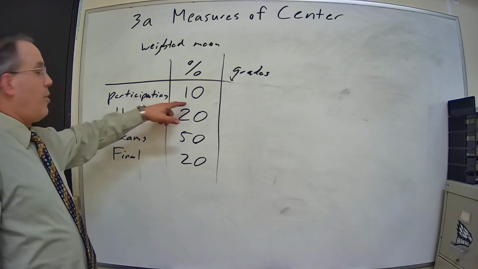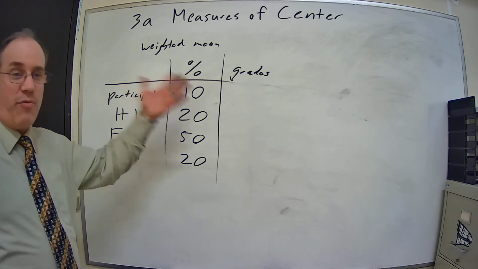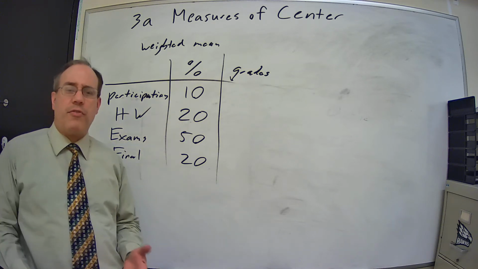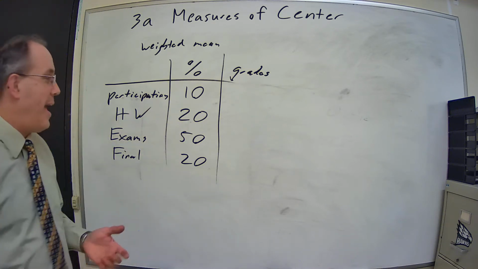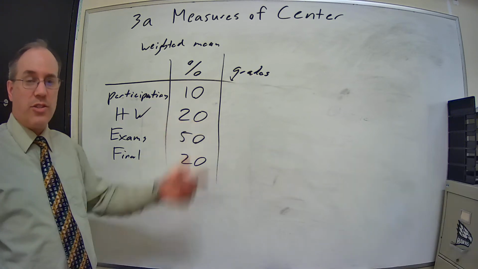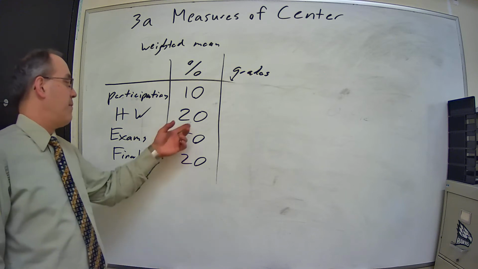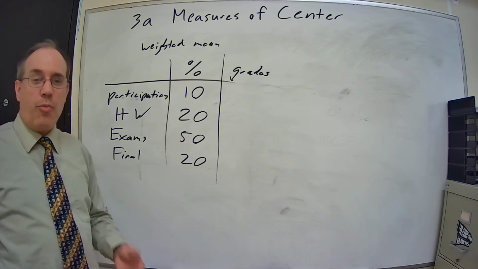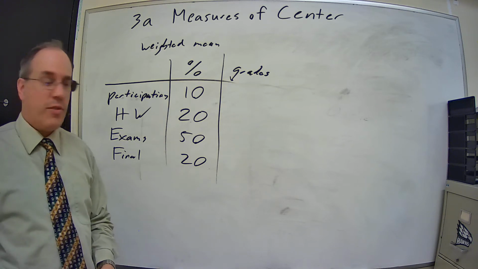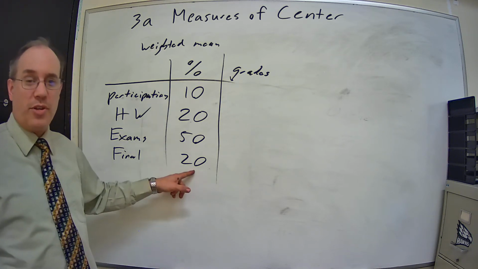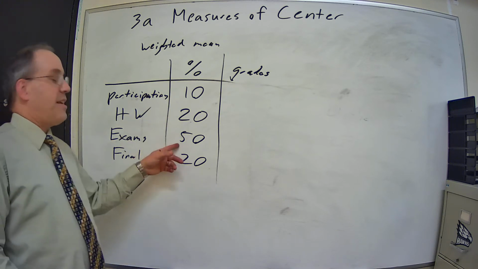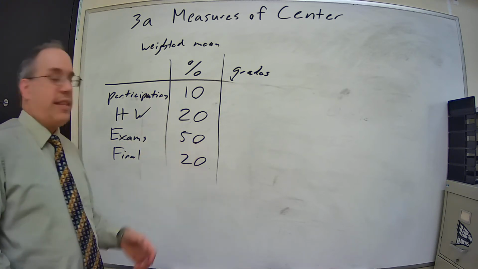For instance, participation, that's pretty straightforward. You have one participation grade. But homeworks, you're doing a number of homework assignments, and all of them add up to a total of 20% of your class grade. So if you do 20 homework assignments, that means each homework assignment means 1 point on your final grade. Whereas the final exam is worth 20 points, 20 times as much as that. Exams, we know we've got 4 of them to get that total of 50.